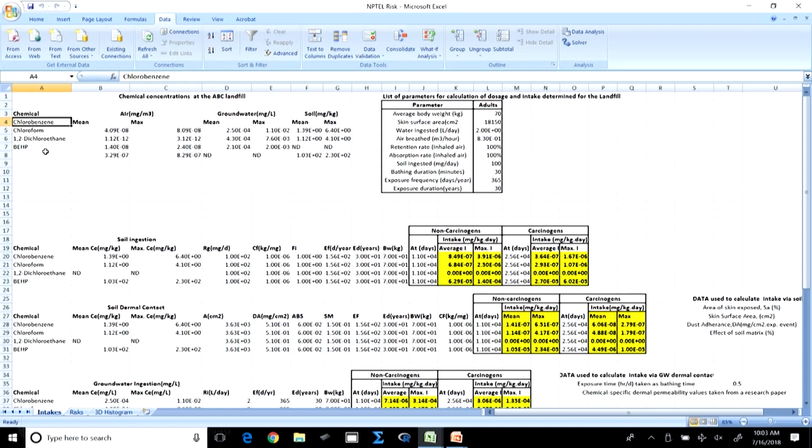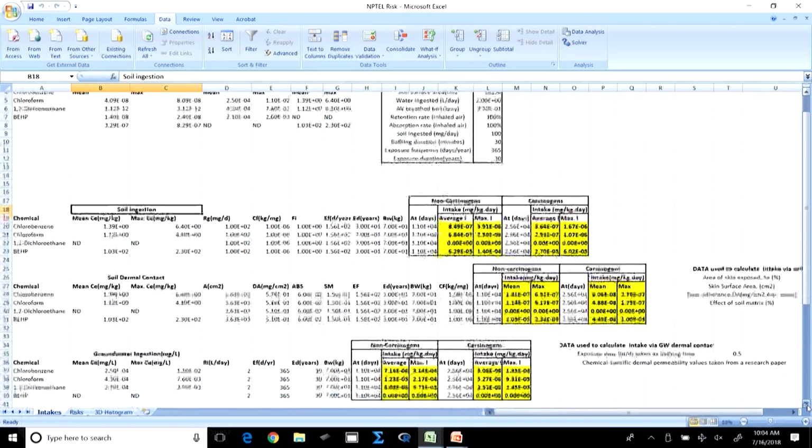So again, this should sound familiar, as in we have the 4 compounds and we have the relevant concentrations in air, both mean and maximum, groundwater mean and maximum, soil mean and maximum. In the example we looked at, we calculated the intakes for both the mean and maximum. So we are going to look at the same case, but for the risks, we are going to look at only the case which takes into account the intake at the mean, or the mean intake value.